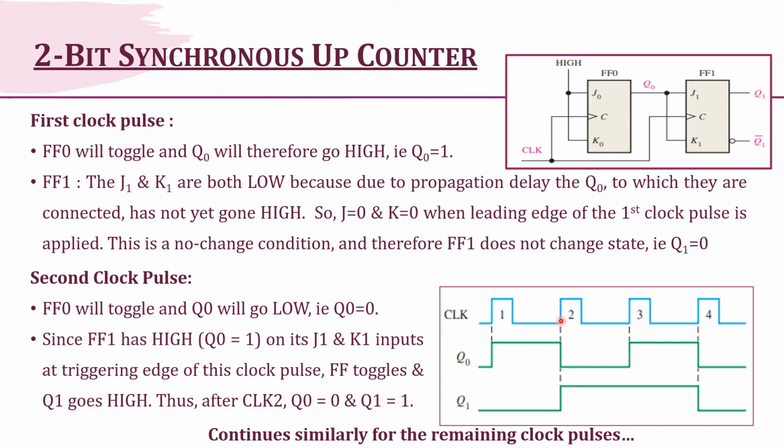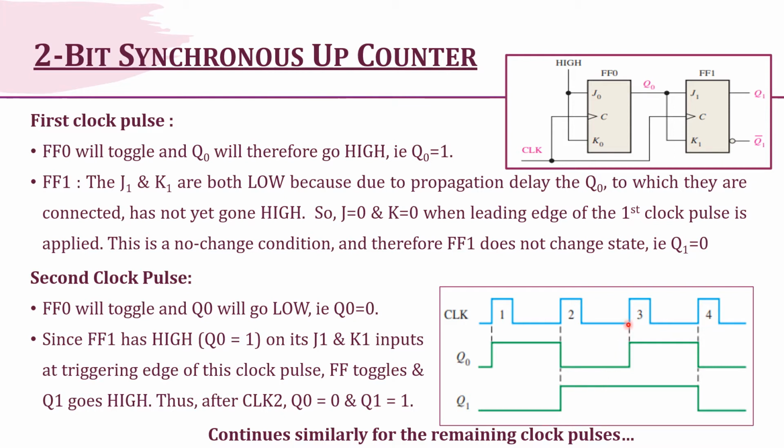Now let's look into the second positive clock edge. During this positive edge, flip-flop 0 will toggle to the low state, that is, Q0 = 0. At the same time flip-flop 1 will toggle to the high state, because at the time of this second clock pulse, the J1 and K1 inputs have the value 1. That makes flip-flop 1 toggle its state, so it changes Q1 to the high state. Thus after clock 2, Q0 = 0 and Q1 = 1.